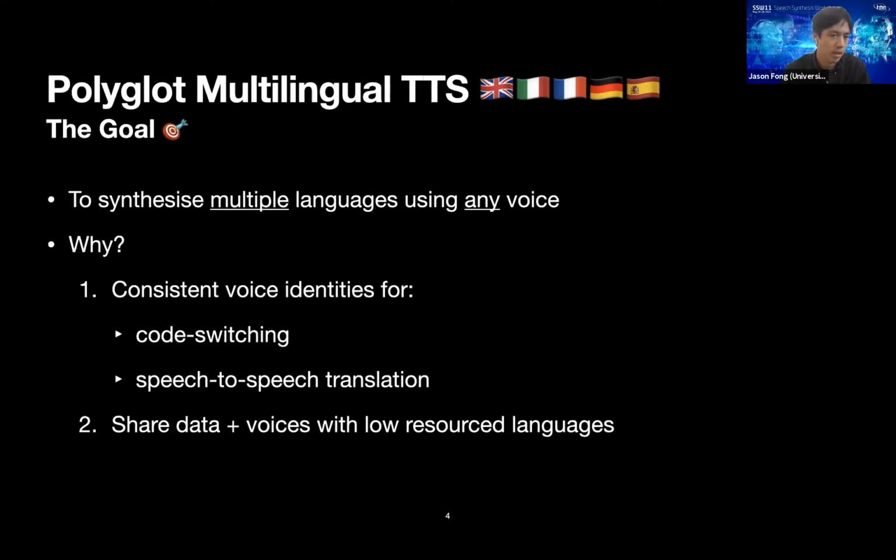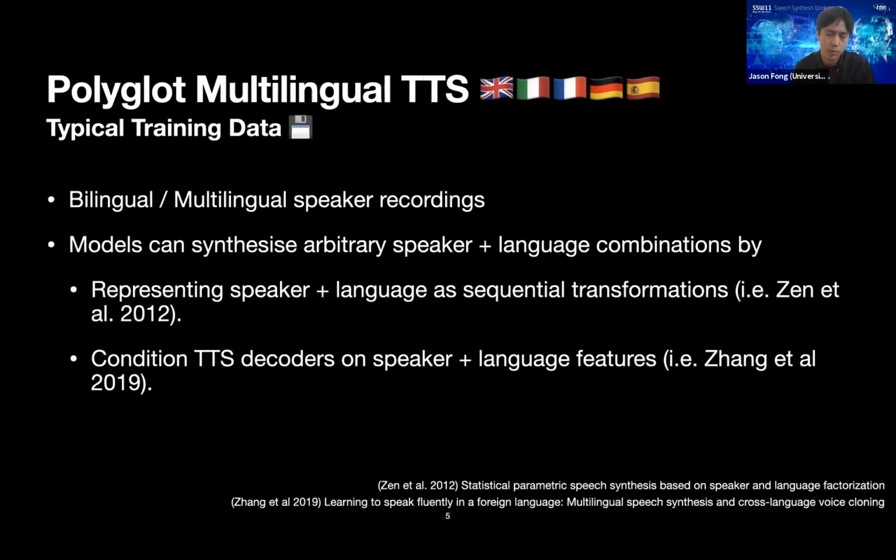And why is this? Well, there's a few reasons. One reason is that we want to maintain consistent voice identities when we're doing applications such as code switching or speech-to-speech translation. And I think another thing that the Facebook TTS team is interested in is sharing some of the voices from higher resource languages to lower resource languages, where you might not have many speakers in the training data sets. So what does typical training data look like for multilingual systems? Well, in the past decade or two decades, they would usually use data from bilingual speakers or multilingual speakers. So you have a person who can speak natively in multiple languages.